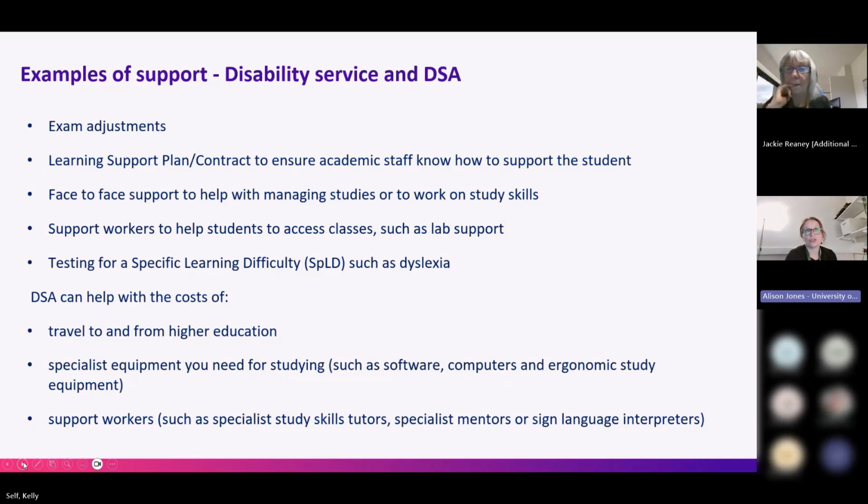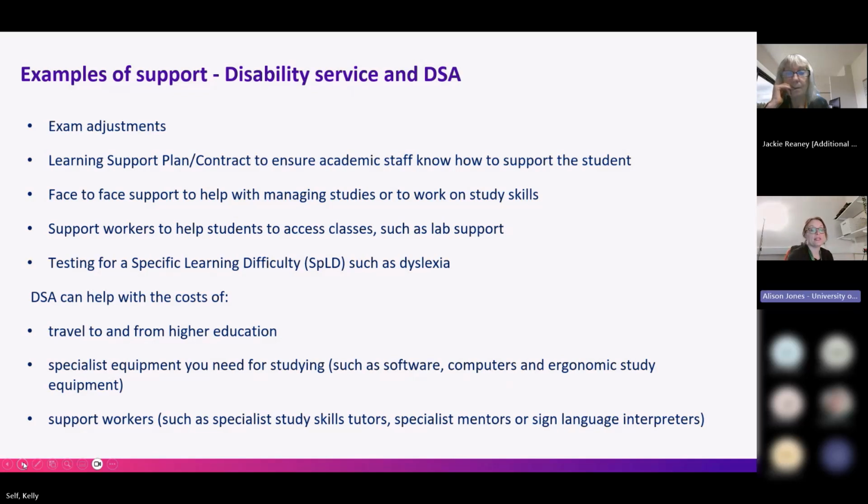Again, if it's important to a student to be able to access that, then obviously students should do their research and find out what's available, because it might be that if they need that diagnostic assessment and there isn't a process in place at the university, they might need to do that before they start university if they want to apply for DSA.